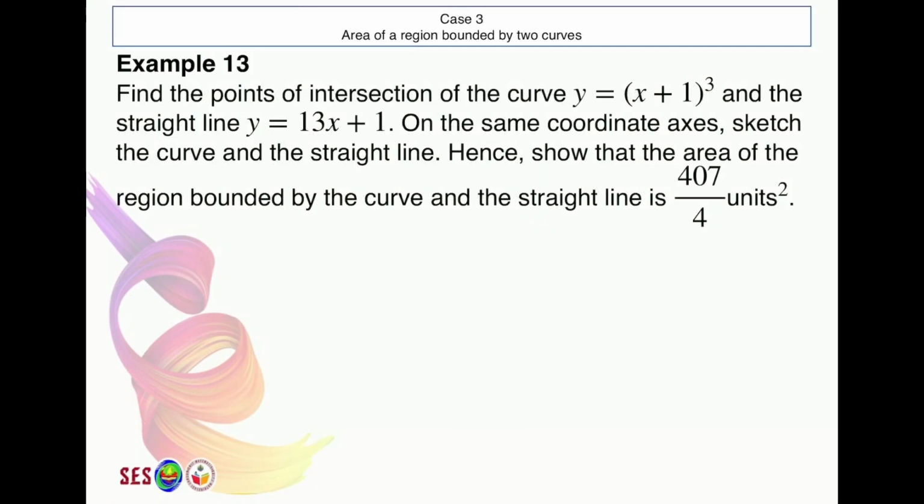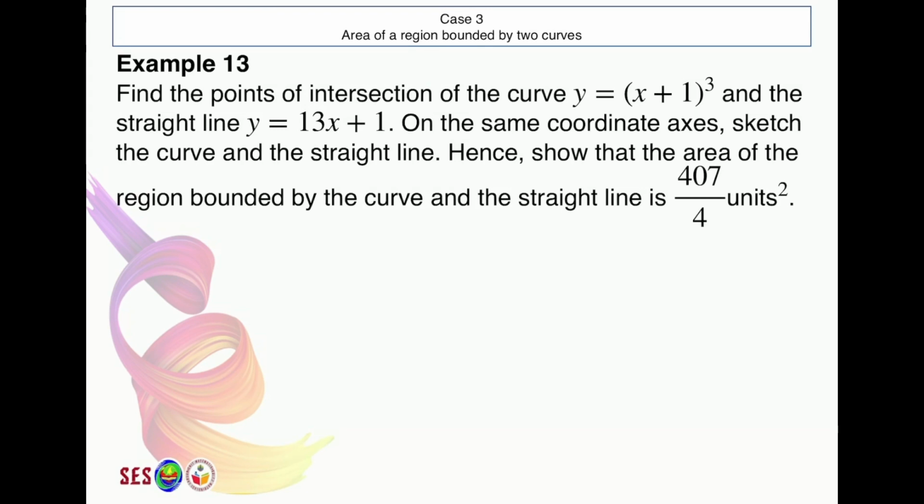In this example, we are going to find the points of intersection of the curve and the straight line y equals 13x plus 1, and on the same coordinate axis, we are asked to sketch the curve and the straight line. And then we are asked to show that the area of the region bounded by the curve and the straight line is 407 over 4 units squared. First things first, we need to find the points of intersection.